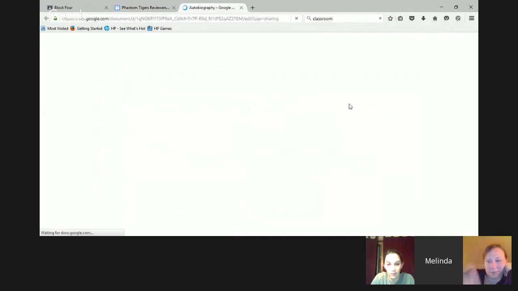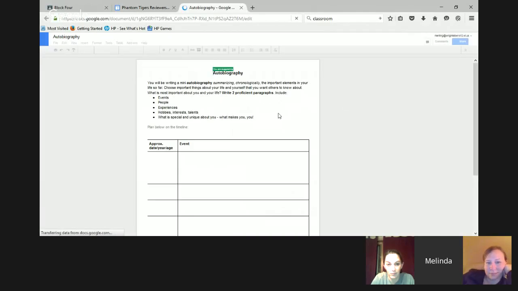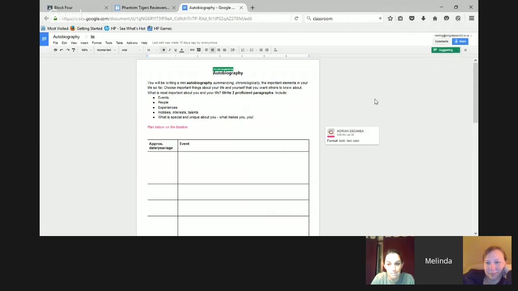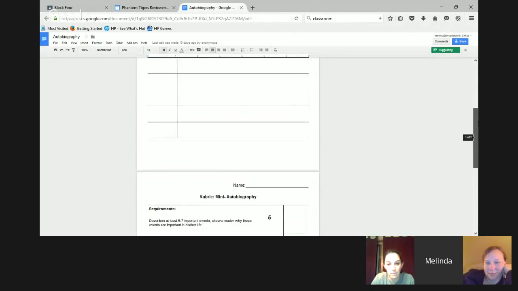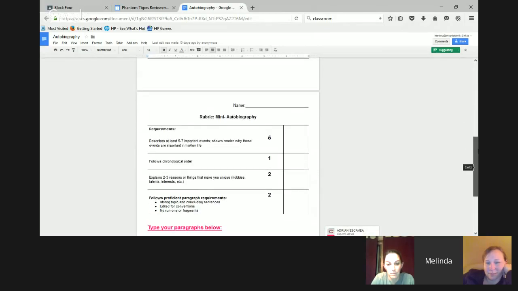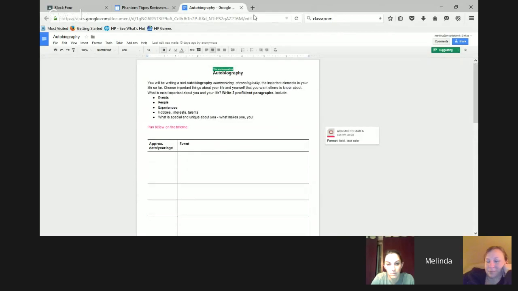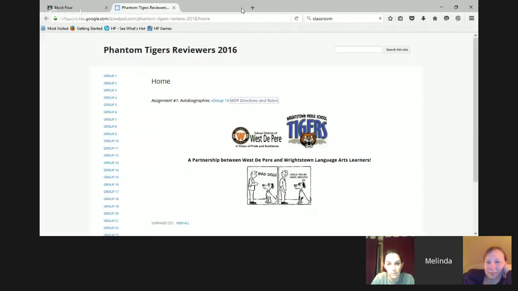It's a view-only assignment. So the directions, or I'm sorry, actually it says suggesting, but this is what we used with the rubric down below. They also got paper copies. As I had mentioned, this is the first assignment that we did. What they did is they just posted back and forth and gave some feedback.